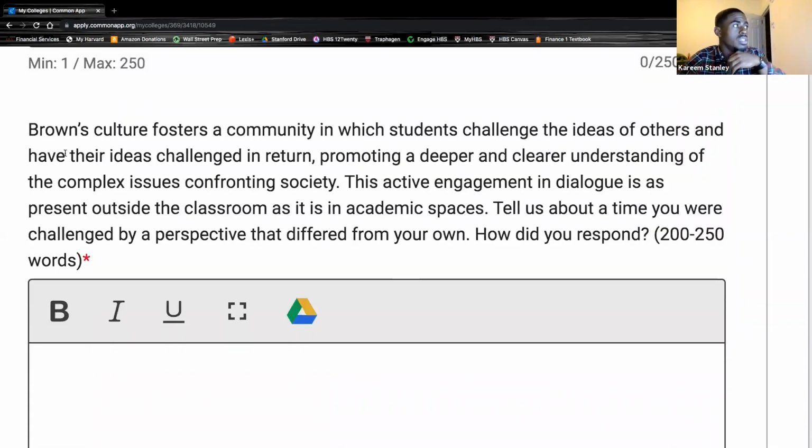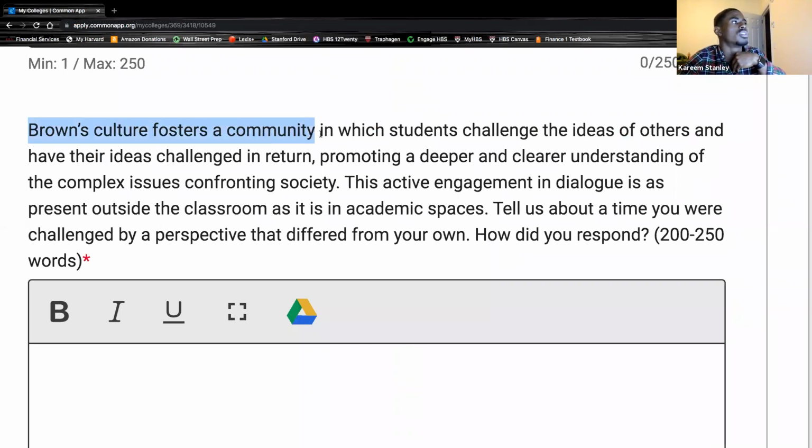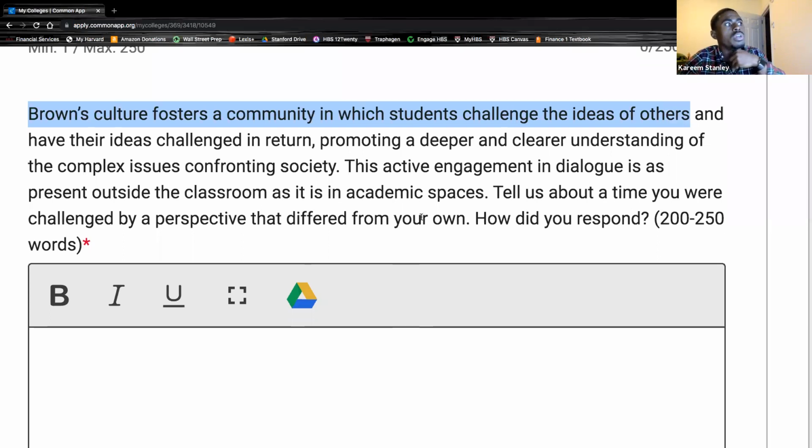And then notice how it's talking about Brown's culture fostering a community in which students challenge the ideas of others, and so on and so forth. So you have to write something specifically about engagement in society and how you address conflict, and how you can have an open debate without shutting down other people's ideas, and you can learn from that type of experience. So there are unique things about Brown. You want to respond to those specifically.